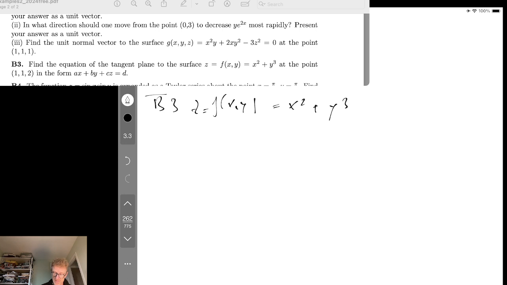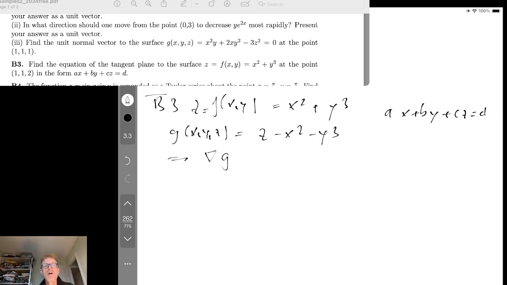Right, and we have to give it in the form of a plane, which is tangent. So ax plus by plus cz is d. So we can write this as a function g(x, y, z) is z minus x squared minus y cubed. Then we can calculate grad g, and we evaluate that at the point (1, 1, 2). So we get a vector with 3 components.